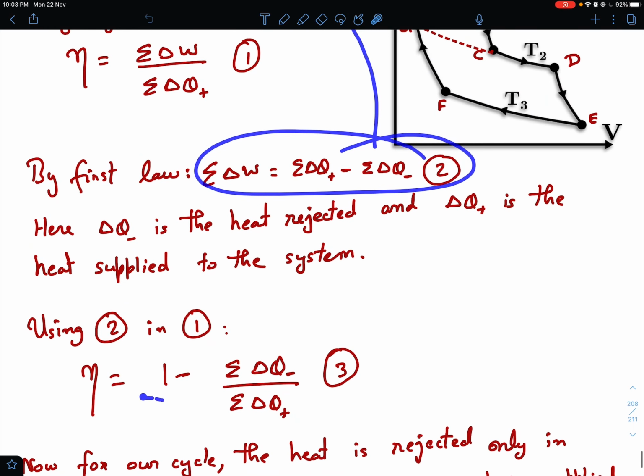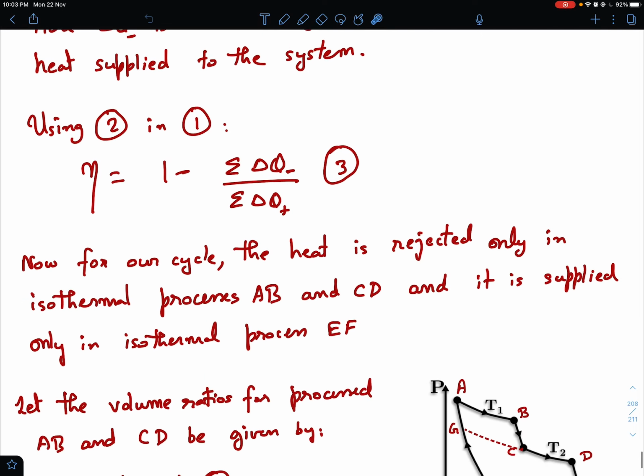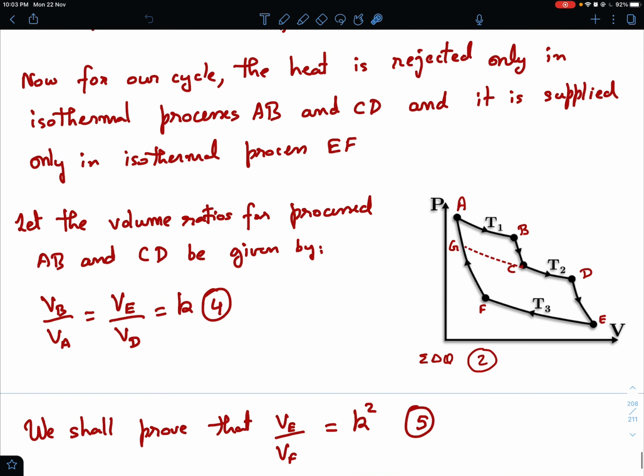And if I substitute this equation 2 in equation 1, I can write efficiency as simply 1 minus delta Q minus divided by delta Q plus. Why? Because you take the numerator and divide by delta Q plus, it will be just 1 minus sigma delta Q minus divided by sigma delta Q plus, okay? So 1 minus heat rejected divided by heat supplied, okay?